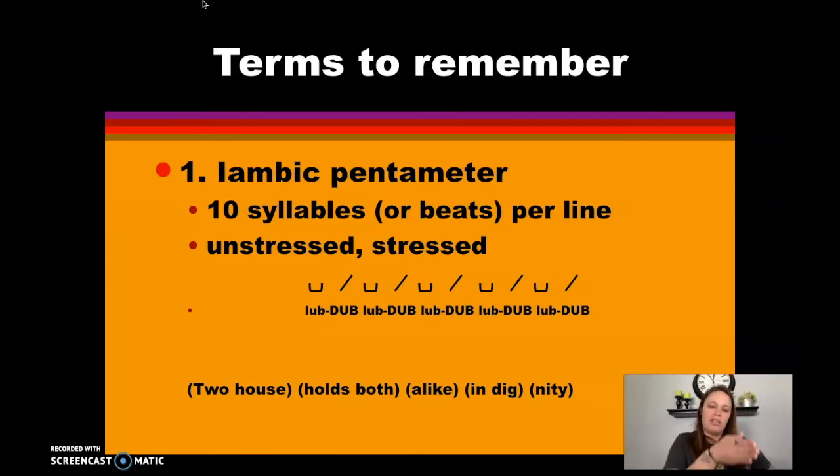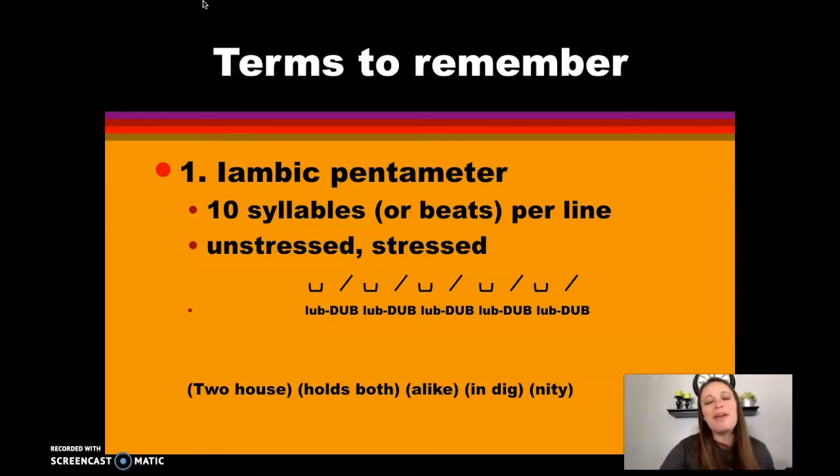There's a little half circle that marks the unstressed syllables, and then a slash, like an accent, that marks the stressed syllables. So it sounds like lub-dub, lub-dub, lub-dub, dub-dub, dub-dub.